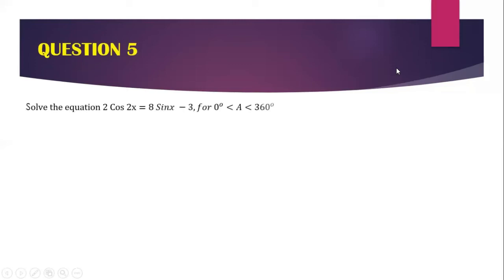Okay, go to question 5. Solve the equation 2 cosine 2x equals 8 sine x minus 3 for x more than 0 degrees and less than 360 degrees. Okay, go.